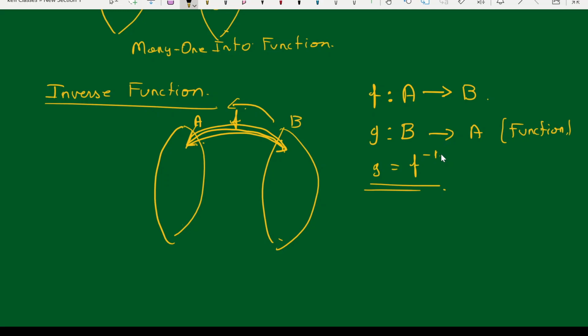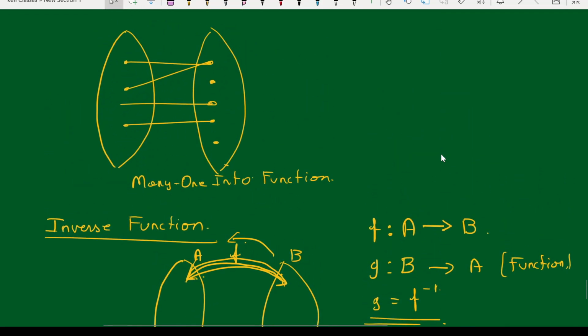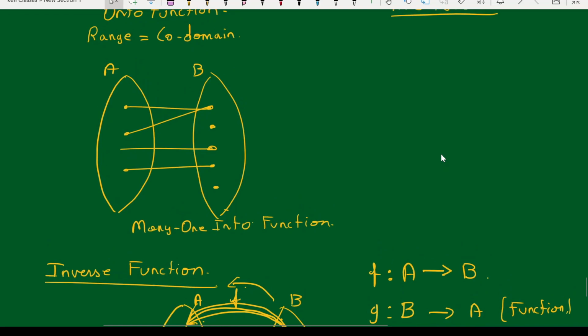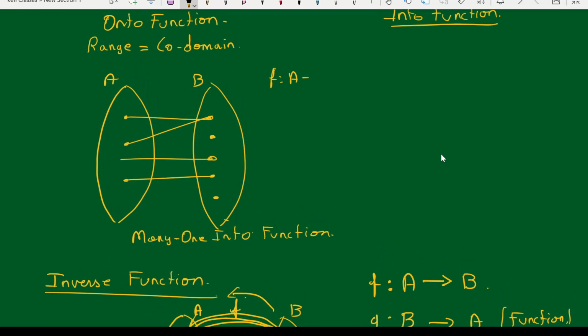Now there are times when you go in the opposite direction and it may not remain a function, and we can see that in the example right above. Let's see this very same example. We know this was a function from A to B, right? F was a function from A to B. What about B to A?